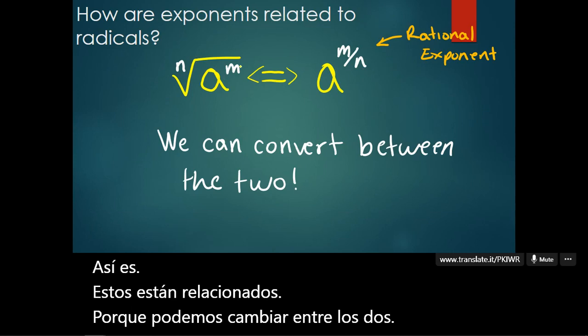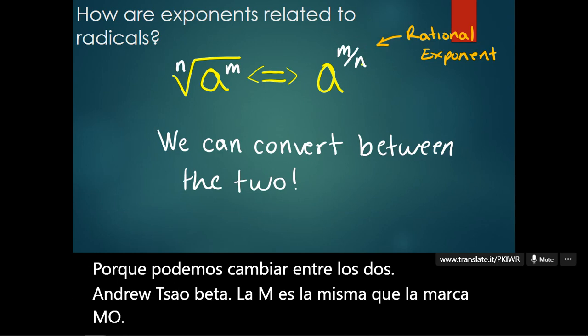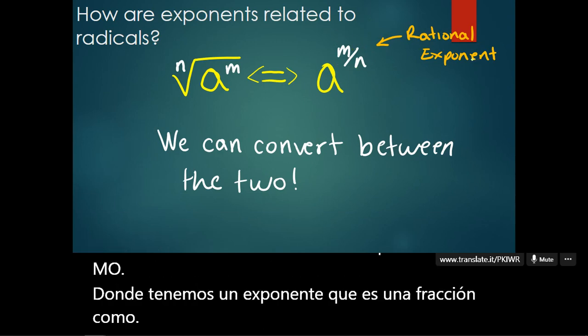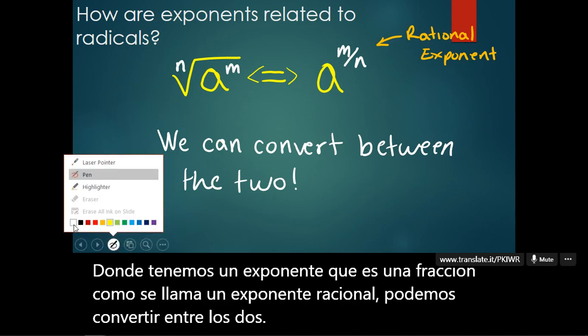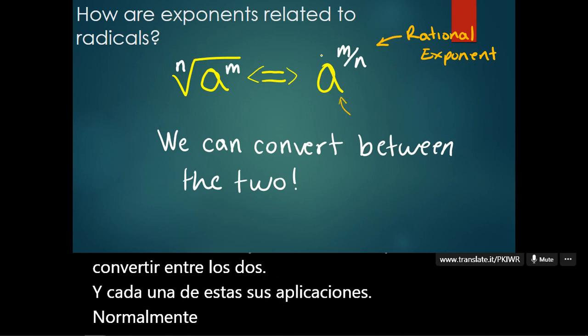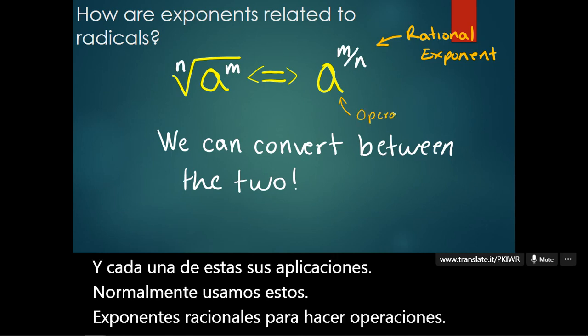Nth roots of a to the m is the same as a to the m over n, where we have an exponent which is a fraction, that's called a rational exponent. We can convert between the two, and each of these have their applications. We typically use these rational exponents to do operations with.